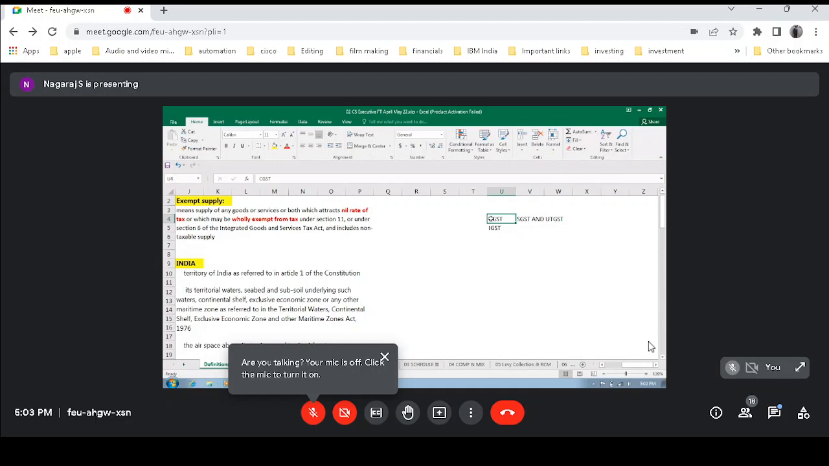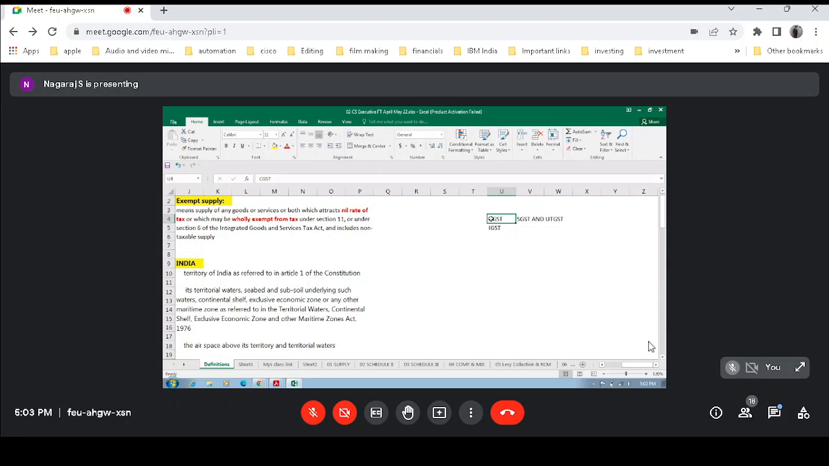Okay, since it is a Central Act, the Central government has the power to levy GST. We are going to study CGST and IGST only. We will never be going to study SGST and UTGST anywhere.